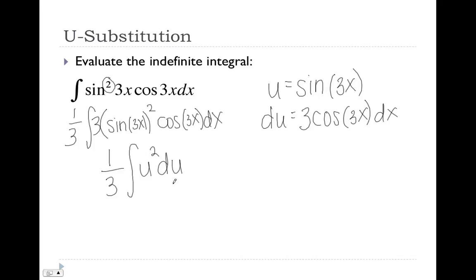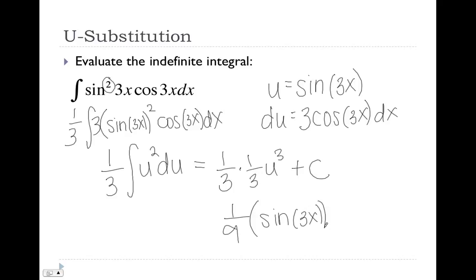Okay, so again, this just becomes backwards power rule integration. So I have 1/3 times 1/3 u cubed plus c, which becomes 1/9. u is sine of 3x cubed plus my constant of integration.